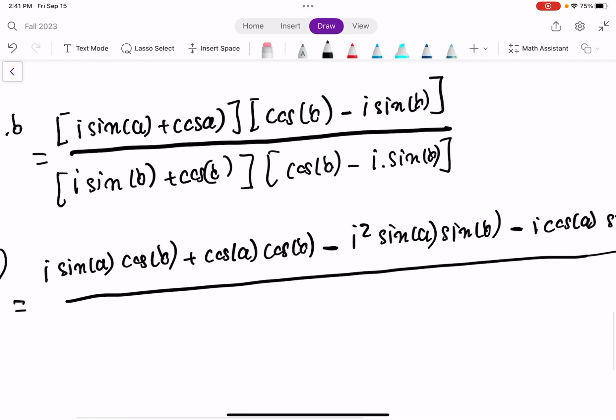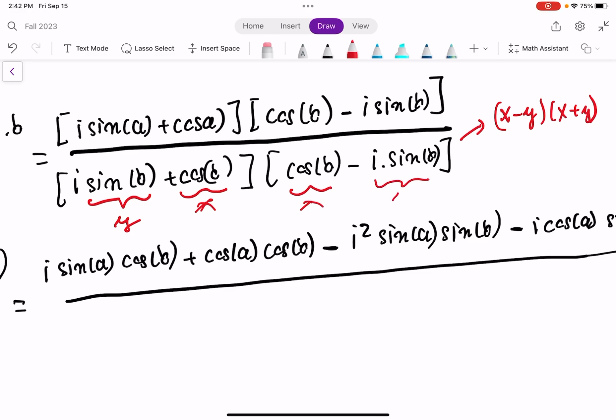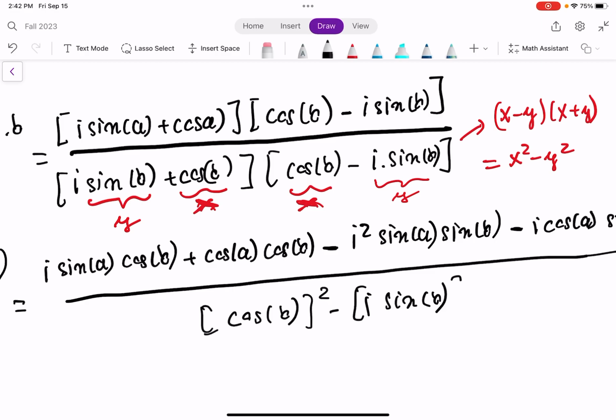If you look at the denominator, you notice it is in the form x squared minus y squared. It comes from the form (x minus y)(x plus y): a number minus a number, times the same number plus the same number. So you get x squared minus y squared. With that being said, the denominator is cosine b squared minus i sine b squared.